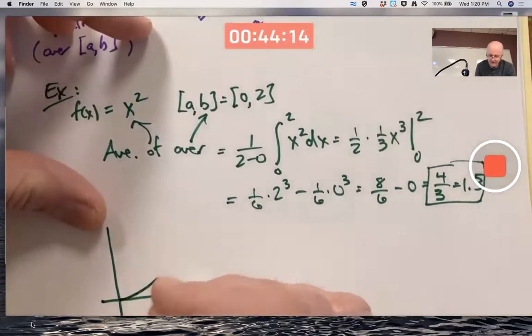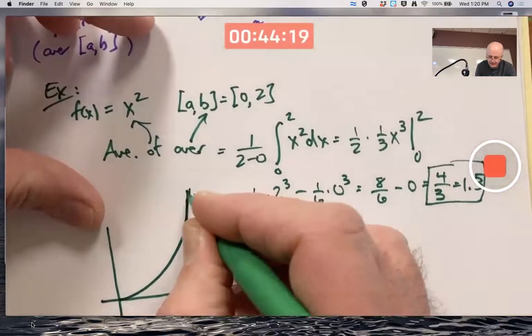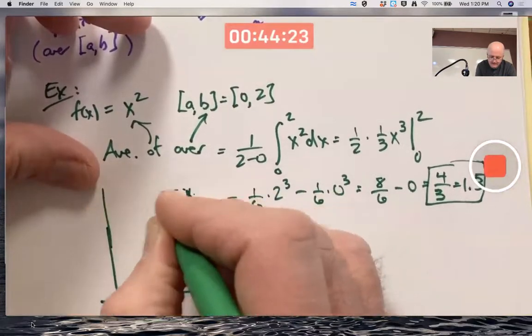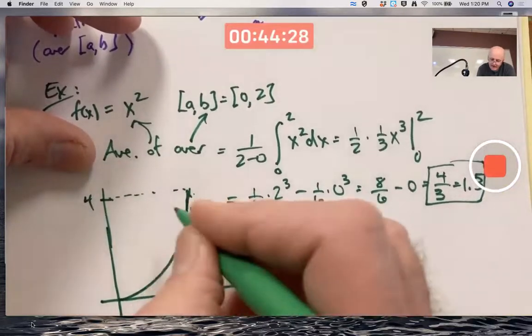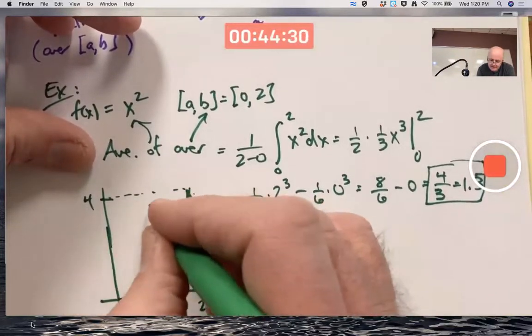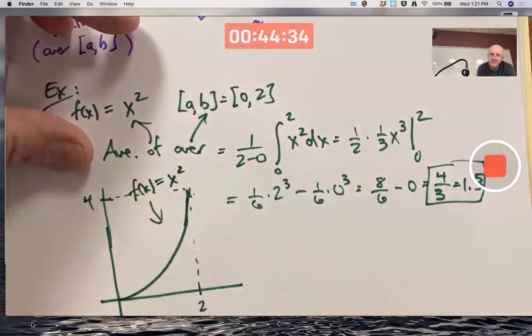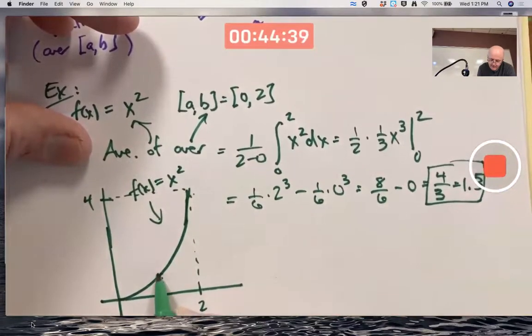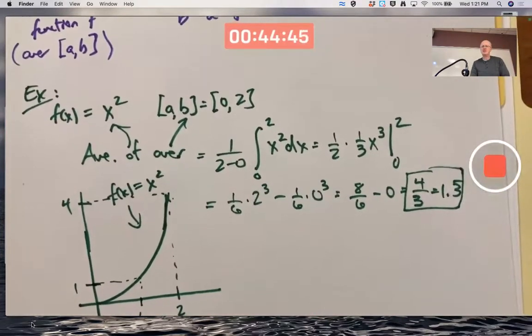Here's the graph of x squared, say. Let's say this is 2, and this is 4 up here. The graph of f of x equals x squared. When x is 1, the value is 1. The scales are not the same here. I'm saying the average value of this function is 4/3.